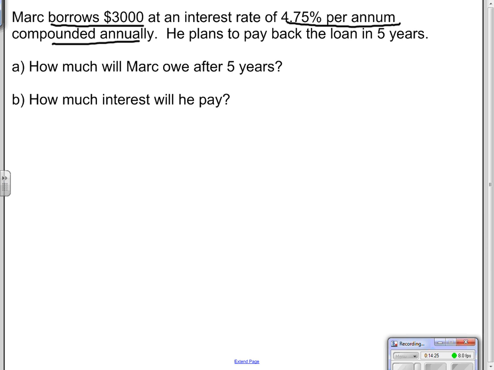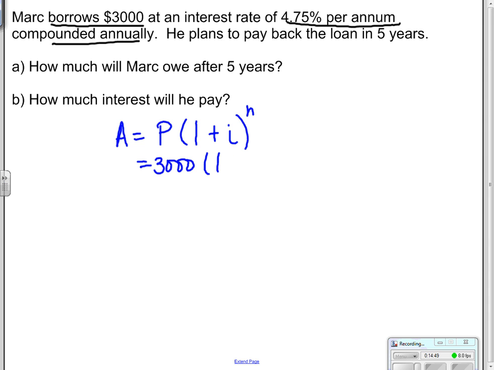Most often when we take a loan, we pay it back bit by bit. But this guy is going to take a loan and not touch it for 5 years and then pay it all back. Let's see how much he owes. So our equation was the amount of money is the principal, 1 plus the interest to the number of years. So he borrowed $3,000. His interest rate is 4.75%, so we've got to change that to a decimal. So 2 places to the left would be decimal 0.0475 to the power of 5 years.